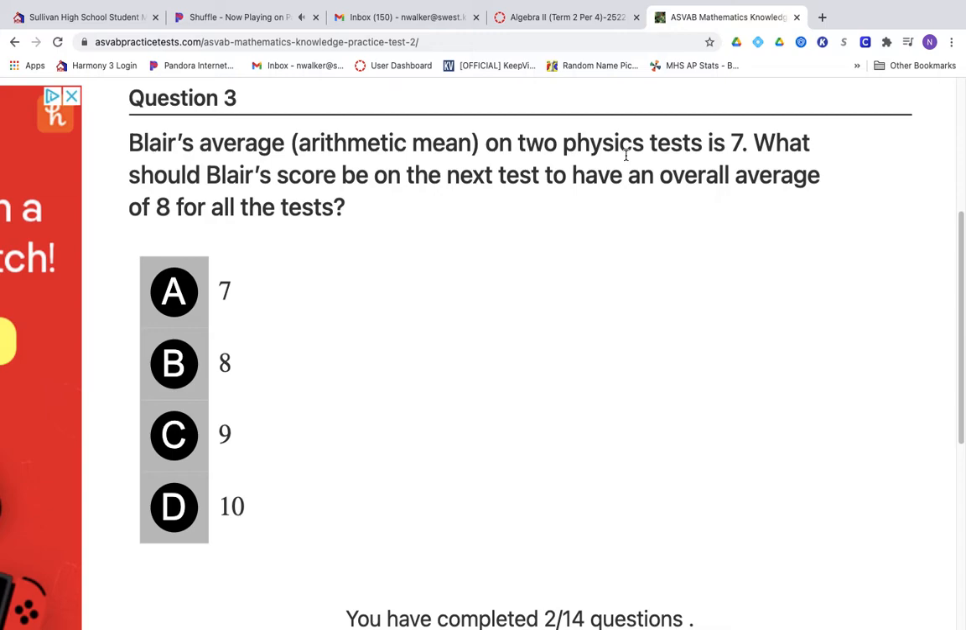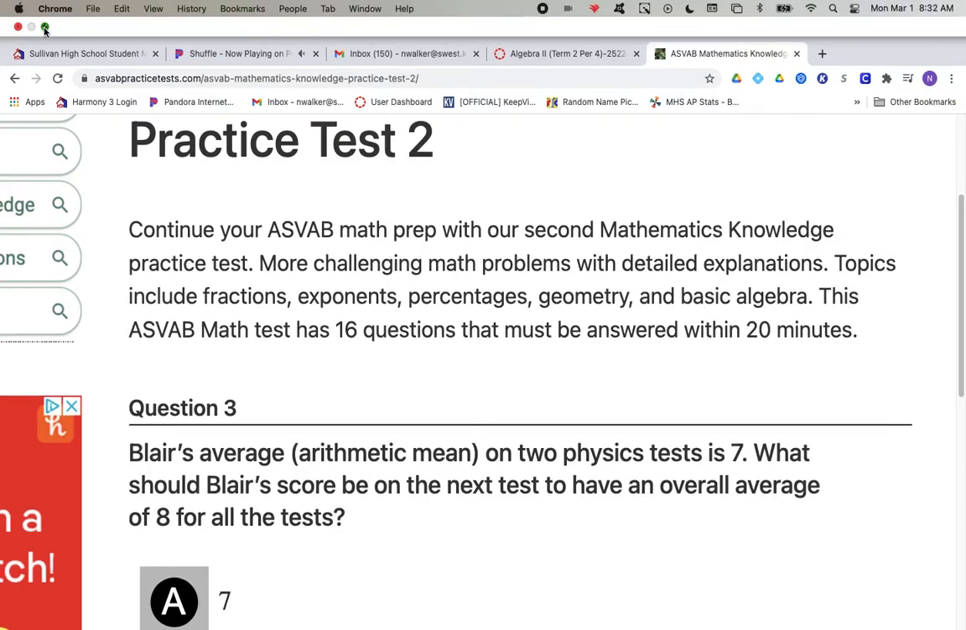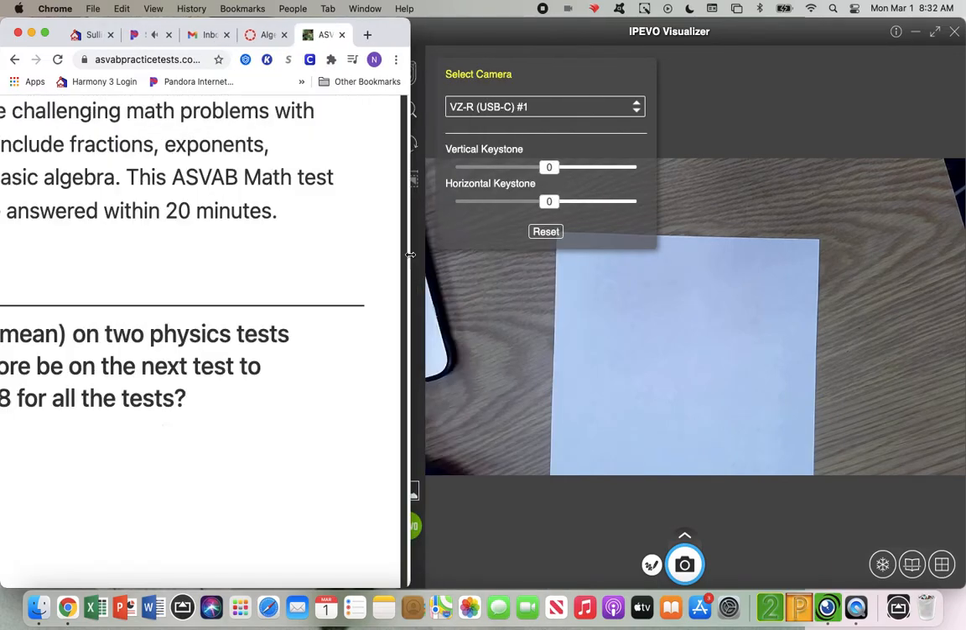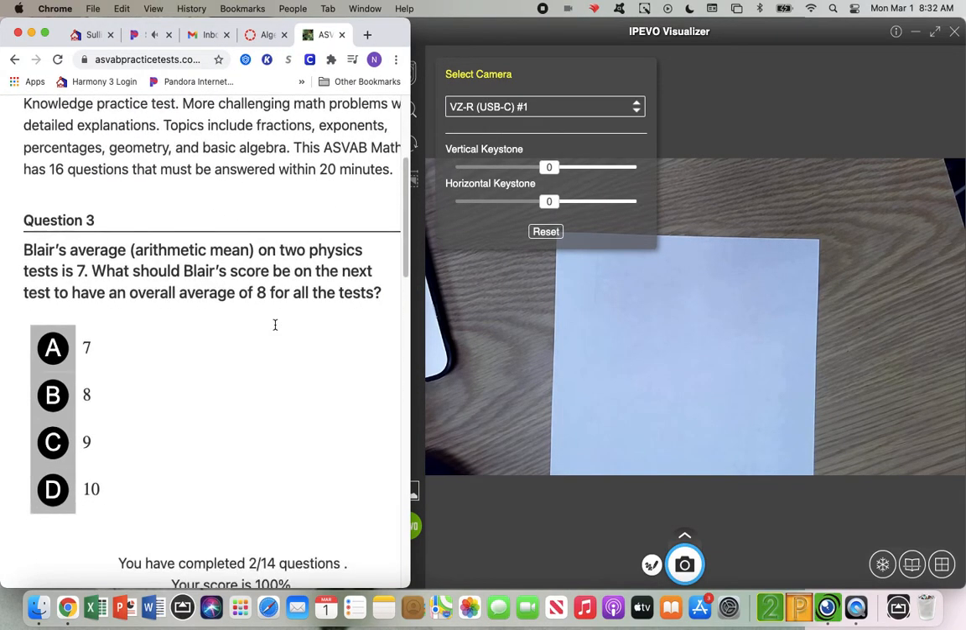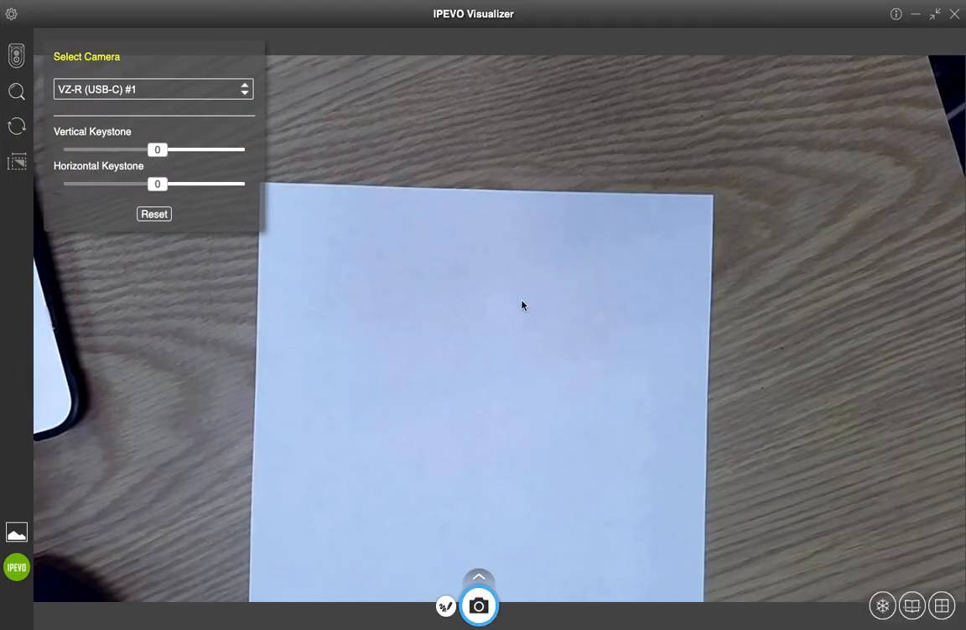So let me split my screen for just a second. And let's see. I'll just go this way.